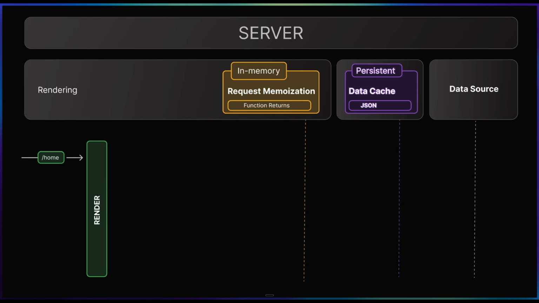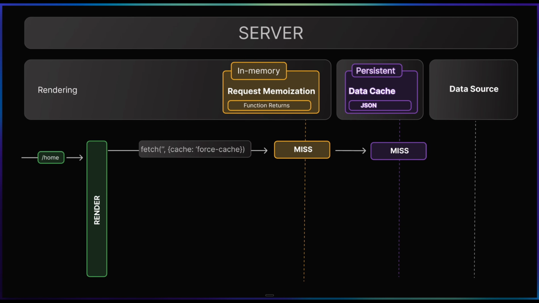Inside the render cycle, we perform a fetch with the cache option set to force-cache. This tells the server to cache the result and reuse it whenever possible. The first step is always the in-memory request memoization layer, and since it's the first call, that's a miss. Then the request checks the persistent data cache. Still a miss because it hasn't been cached yet, so it continues to the data source. It hits it and brings back the data.